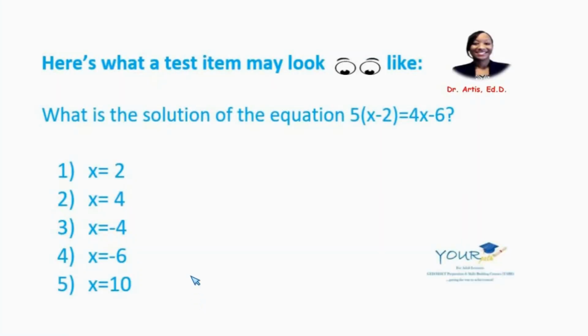So here's what a test item may look like. What is the solution of the equation 5 times (x minus 2) equals 4x minus 6? And here we have our 5 options. We have option 1, x equals 2; option 2, x equals 4; option 3, x equals negative 4; option 4, x equals negative 6; and option 5, x equals 10.